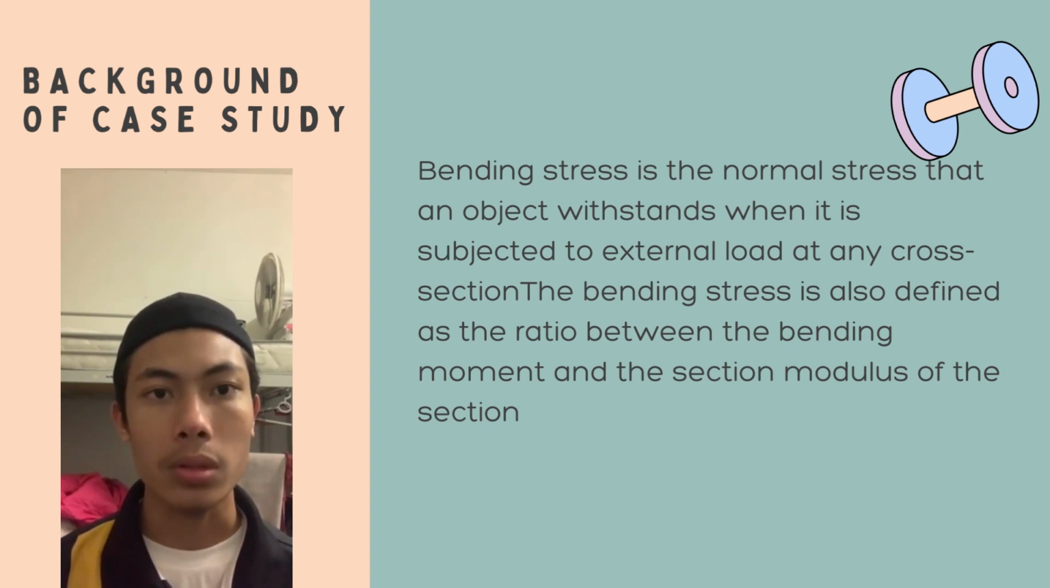Transverse load will cause any cross-section of a beam to bend. The bending stress formula is used to calculate the bending stress in a beam. The formula is bending stress equals My divided by I, where M is the bending moment of the section passing through a point, y is the distance from the neutral axis, and I is the moment of inertia of the section.